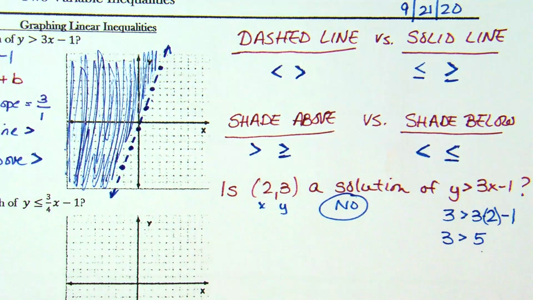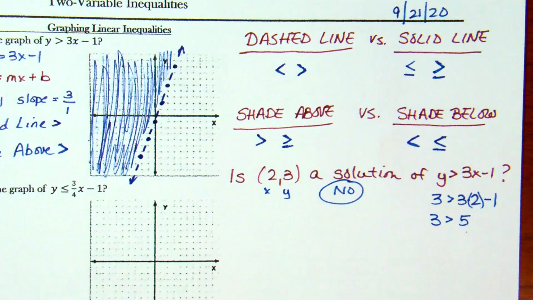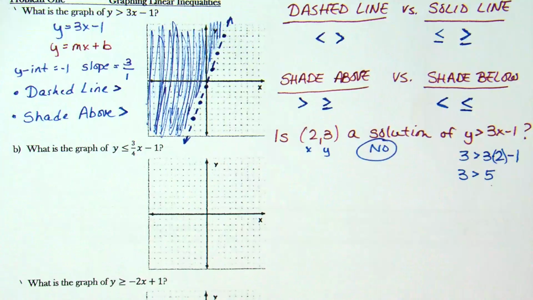Okay, questions on that one? Okay, so let's practice with example B. You've got all the information in front of you. We're ready to practice on B. What is the graph of y less than or equal to 3/4 x minus 1? So what do you know here? I'm going to think about the equation, y equals 3/4 x minus 1.